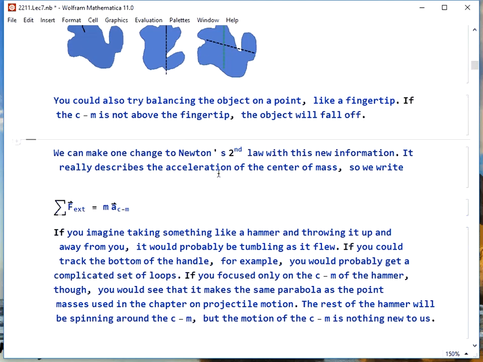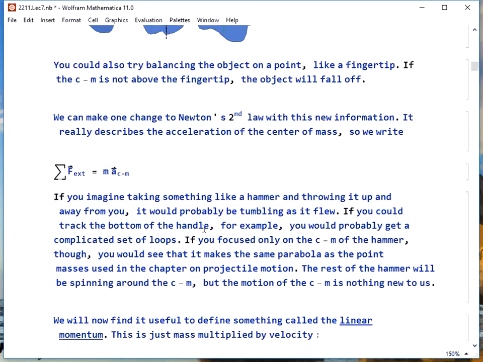Next, we're going to use this to make a small change to Newton's second law, because what it really talks about is the acceleration of the center of mass. So instead of just a, we should be saying a center of mass.